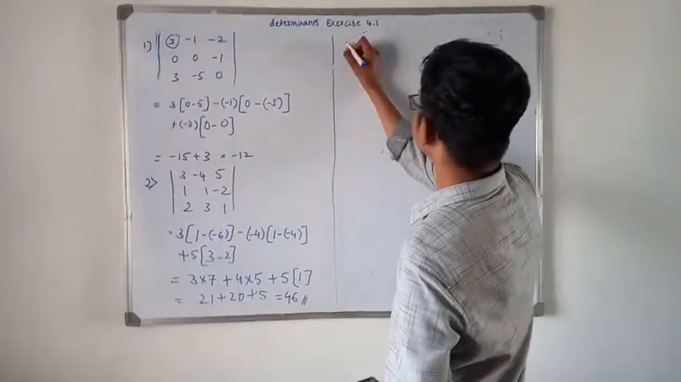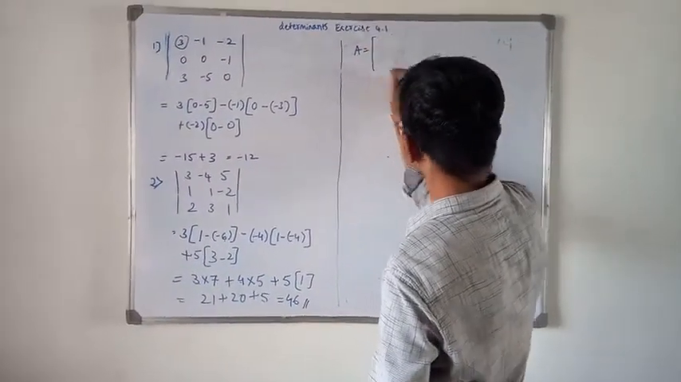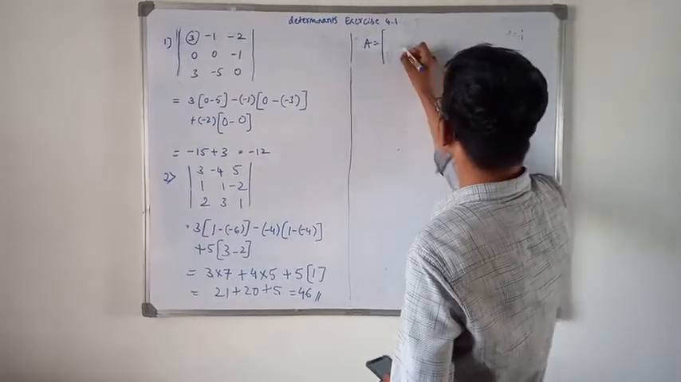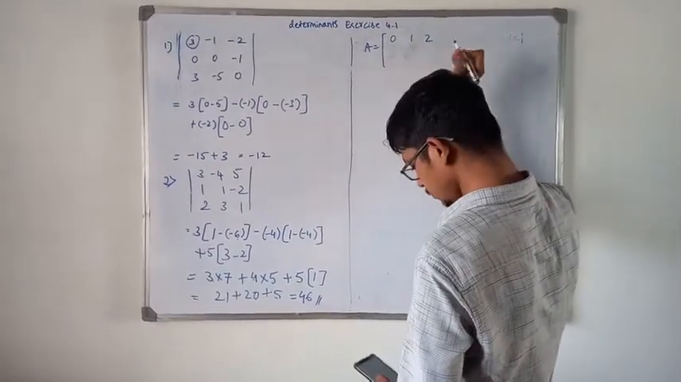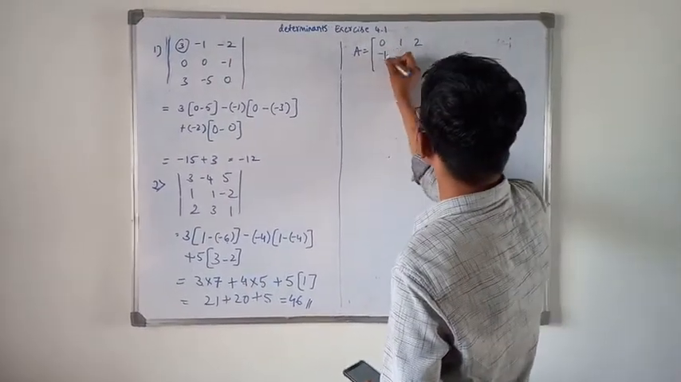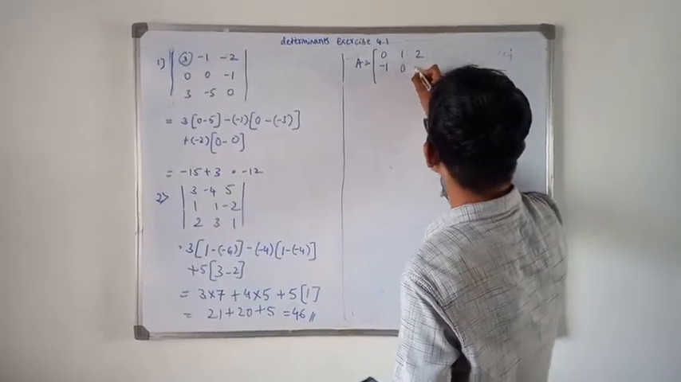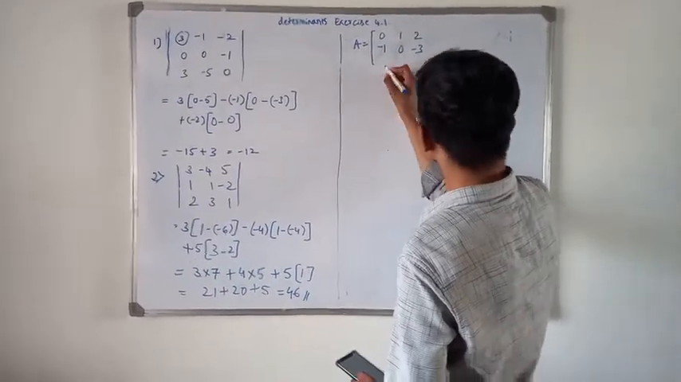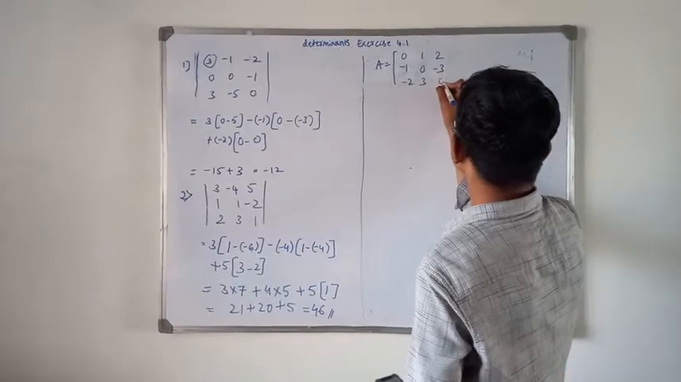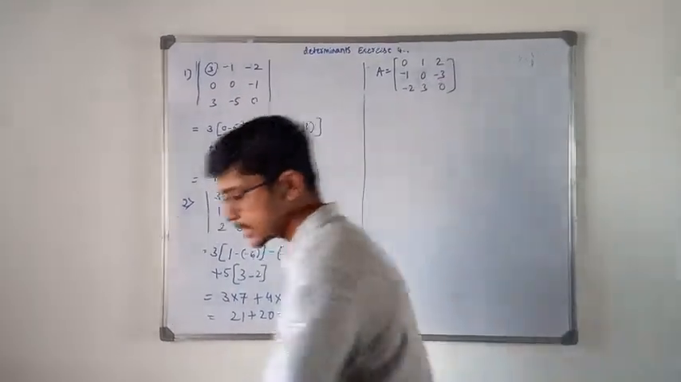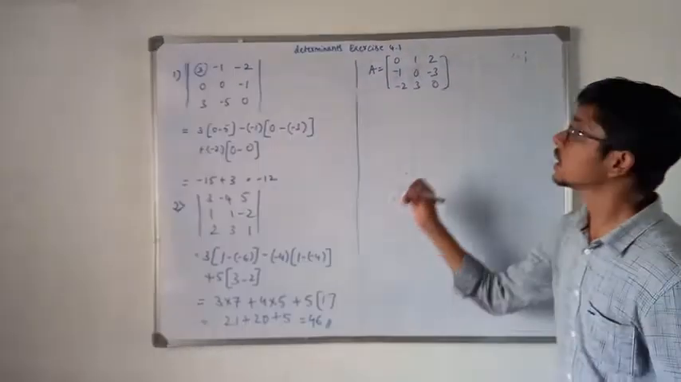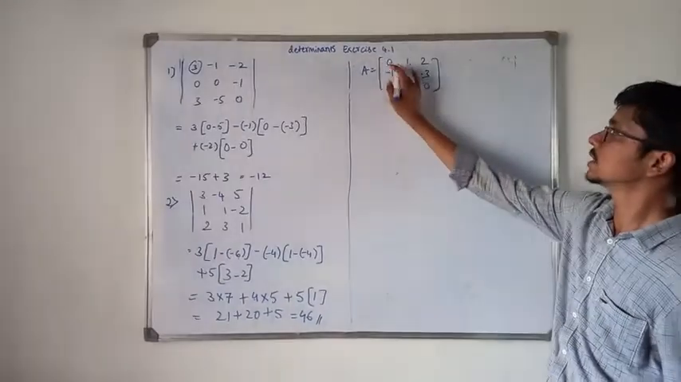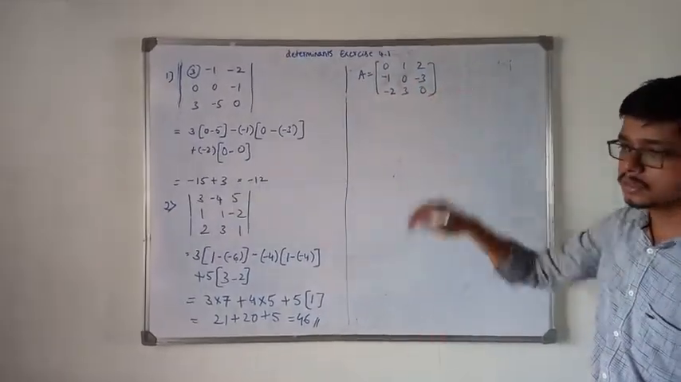Next, let A is equal to, given that the matrix with rows 0 1 2, minus 1 0 minus 3, minus 2 3 0. Without calculating, we can simply say that its answer is 0. Why? Because its all diagonal elements are equal to 0.